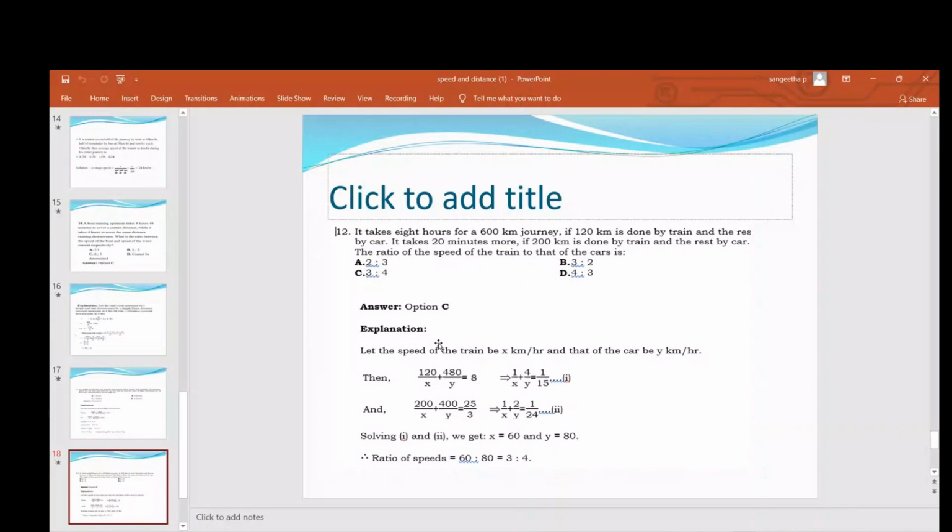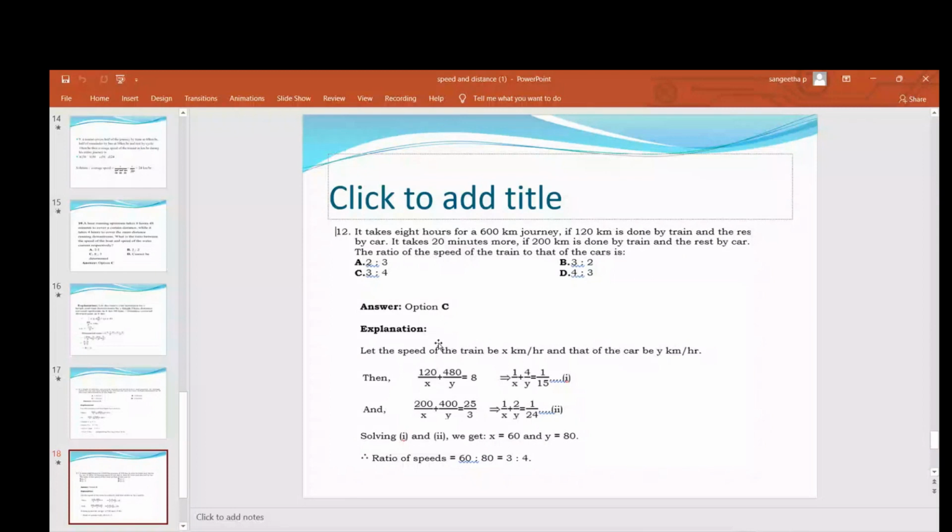So first to understand the problem, it takes 8 hours for a 600 kilometer journey. So totally to cover a 600 kilometer distance, it will take 8 hours. If 120 kilometers is done by train, the total we are having is 600 kilometer. In that we are dividing into parts. So the first part, 120 kilometer is traveled by train, and the remaining distance is covered by car.